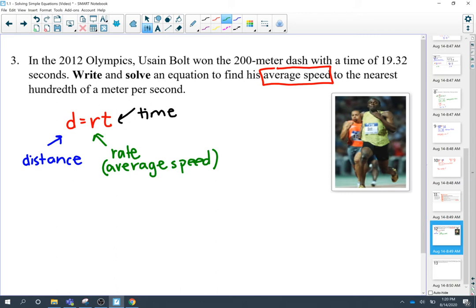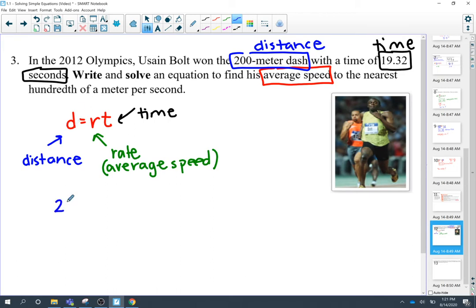So let's take this a step further. If I'm going to use this formula, I know that he ran a 200-meter dash. That is going to be the distance that he ran. And I also know that he ran it in 19.32 seconds. That is the time that he ran it in. So I'm going to substitute my values. I'm going to take my 200 and substitute it for the distance. So 200 equals the rate times the time.